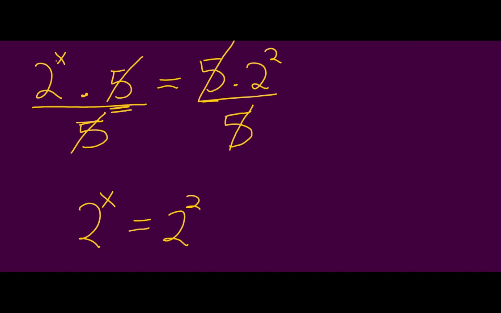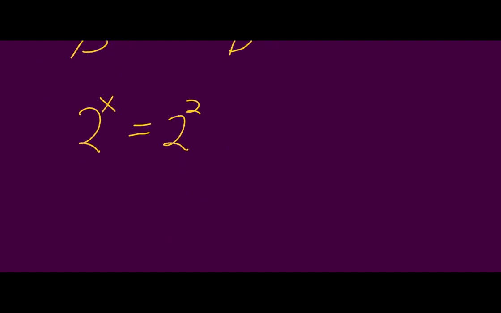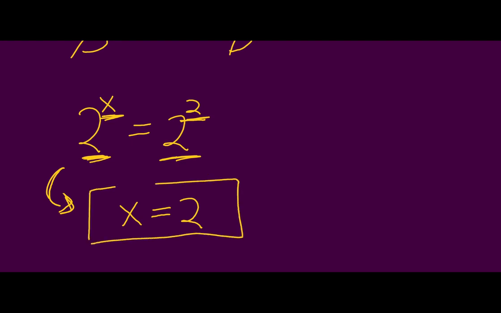Then from this, we know that when we have the same base, we can actually equate the exponents. So this is going to be x equals 2, because the bases are the same. The bases are 2, they are the same. Then we equate the exponents. Then our answer is x equals 2.